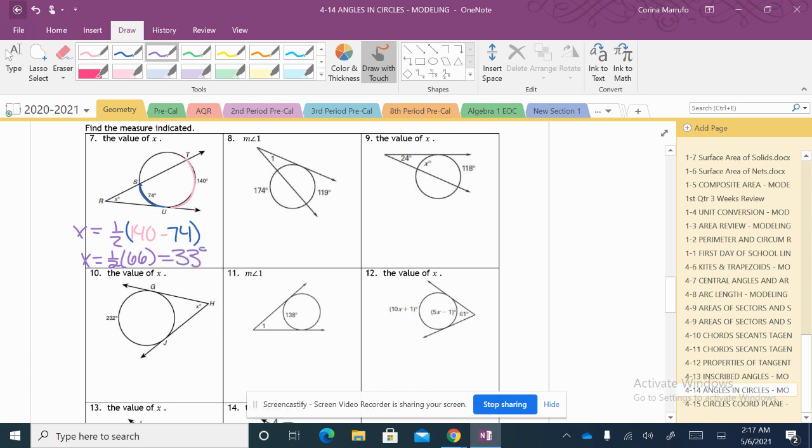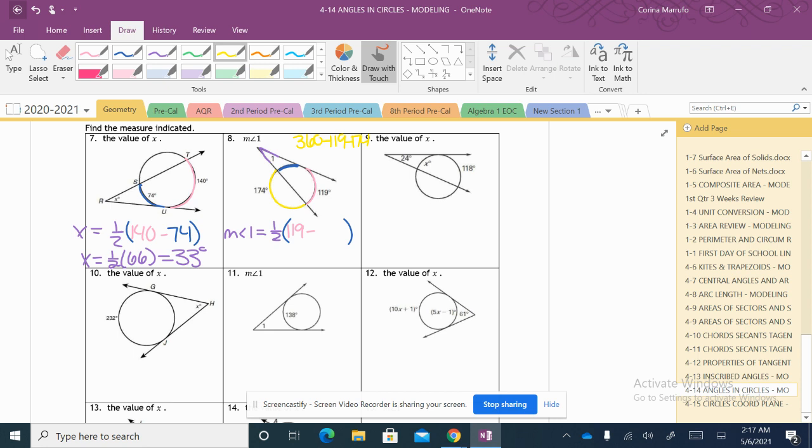Okay. The next one. They want us to find the measure of angle 1. So the measure of angle 1 is equal to, we have to take 1/2. Then we take the bigger side, which is 119, and we subtract the smaller side. Now they don't give us the smaller side, we're going to have to find it. All of these arcs together will make one full circle. We know one full circle is 360. So we subtract the 119 and the 174 from the 360.